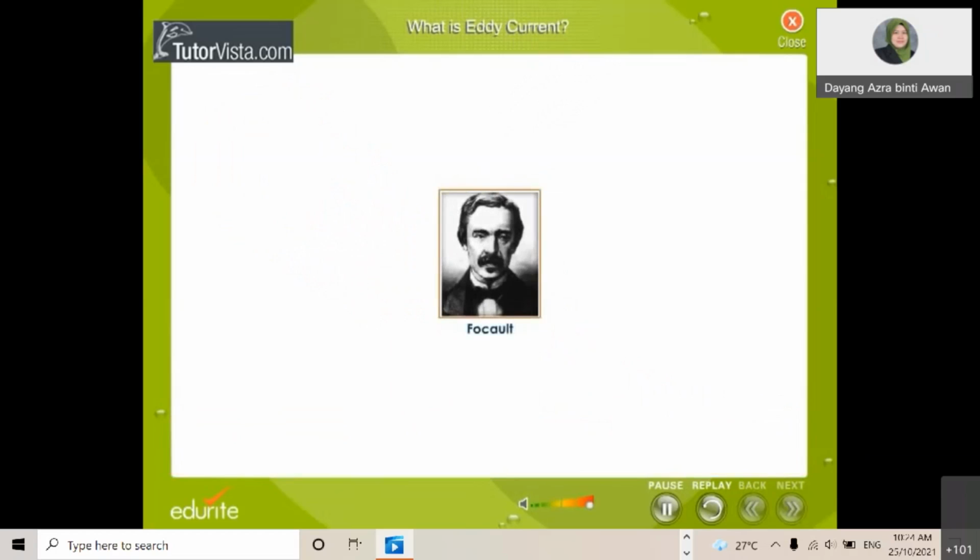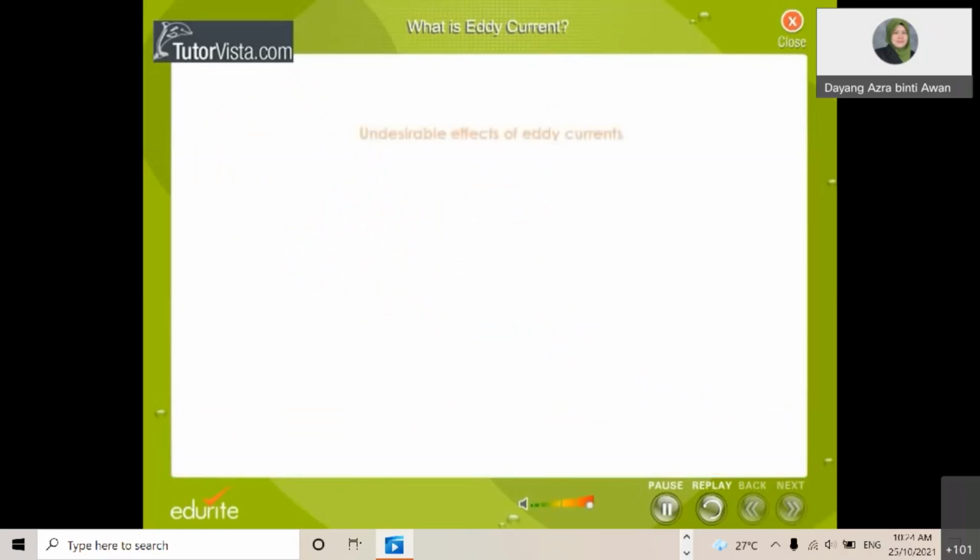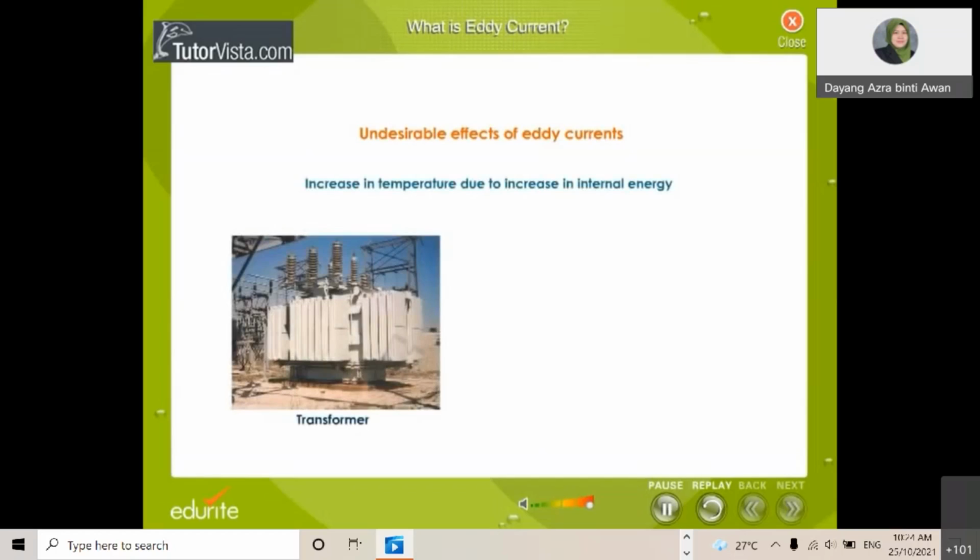Foucault discovered eddy currents in 1895. In some cases, the eddy currents may produce undesirable effects. For example, they increase the internal energy and therefore can increase the temperature of the material.